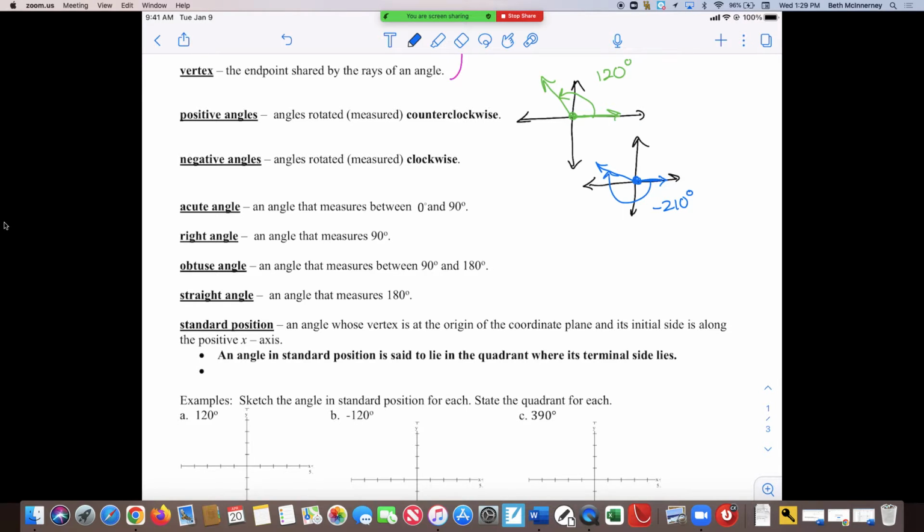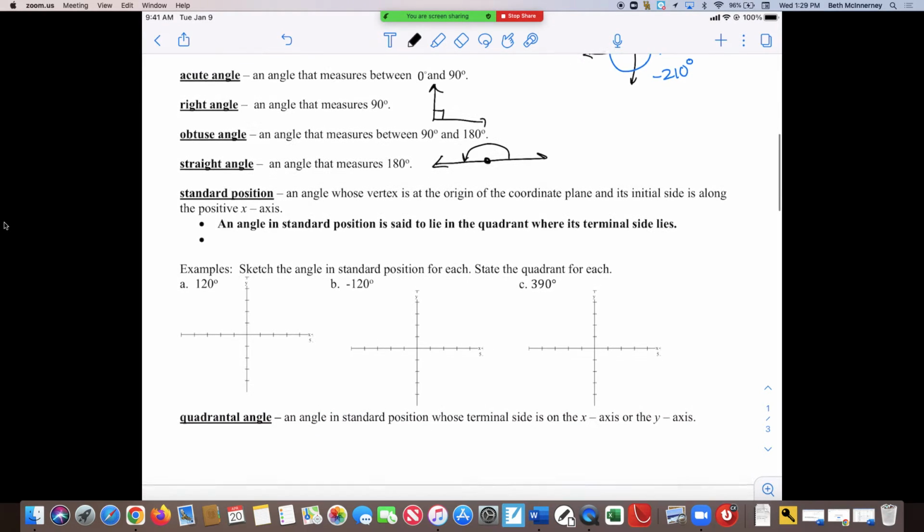Acute angles are angles that measure between 0 and 90 degrees. A right angle measures 90 degrees. Obtuse is an angle between 90 and 180 degrees. A straight angle measures 180. So maybe we can draw a couple of those. So here's a right angle and a straight angle. We do need a vertex. Again, standard position is an angle whose vertex is at the origin of the coordinate plane.